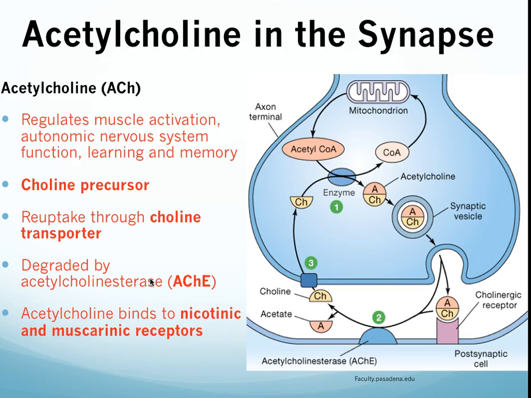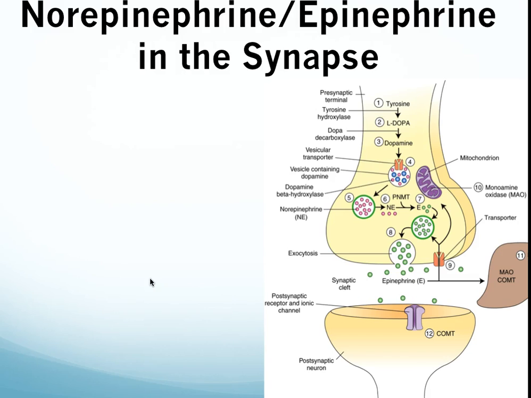Now, what kinds of receptors do we have going on here? Well, acetylcholine binds to different types of receptors. We'll get into the specific subtypes later, but basically the ones we're going to talk about are nicotinic and muscarinic receptors. So acetylcholine is going to have nicotinic acetylcholine receptors, and it's going to have muscarinic acetylcholine receptors. So two different types.